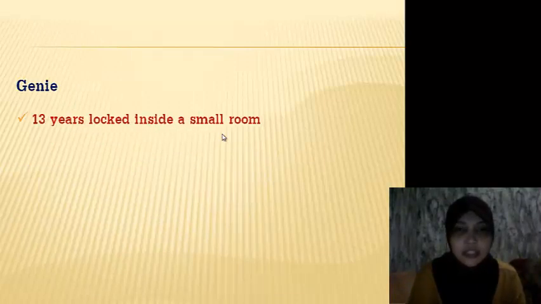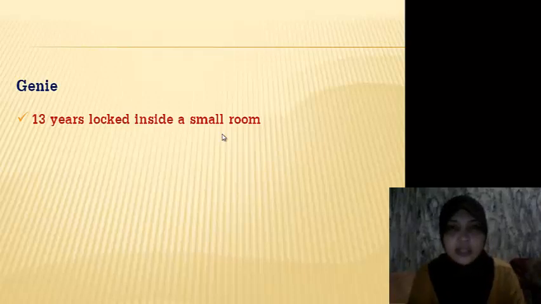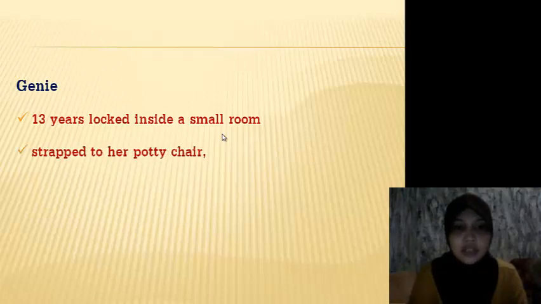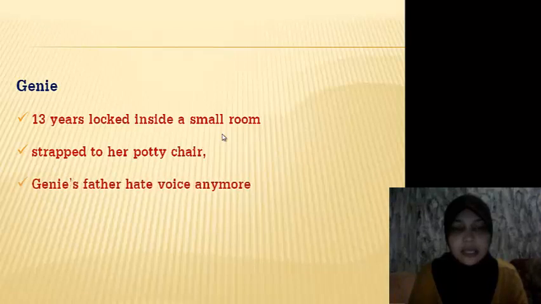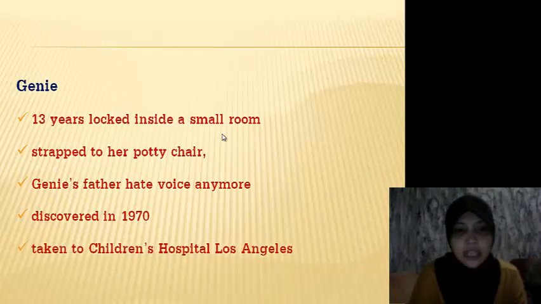And then the Jenny case. Jenny was locked inside a small room for 13 years. Jenny was trapped to her potty chair. And Jenny's father did not let her have a voice anymore. Maybe Jenny's father was a mad person. So Jenny was always locked inside a small room, and then discovered in 1970. Jenny came to Children's Hospital in Los Angeles.